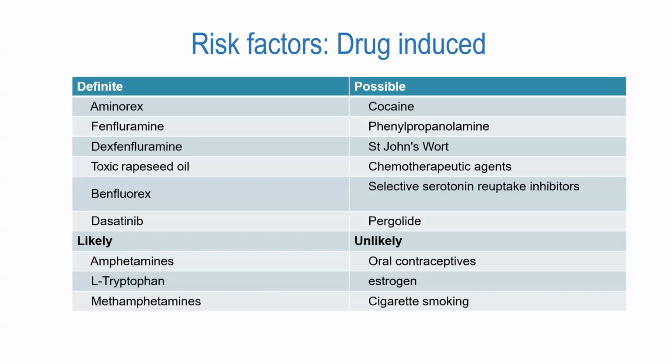Some drugs can actually cause pulmonary hypertension. The ones that are the most important to us would be things like cocaine, other amphetamines, and methamphetamines. Those are the ones that we see the most. This is what we're most concerned about.